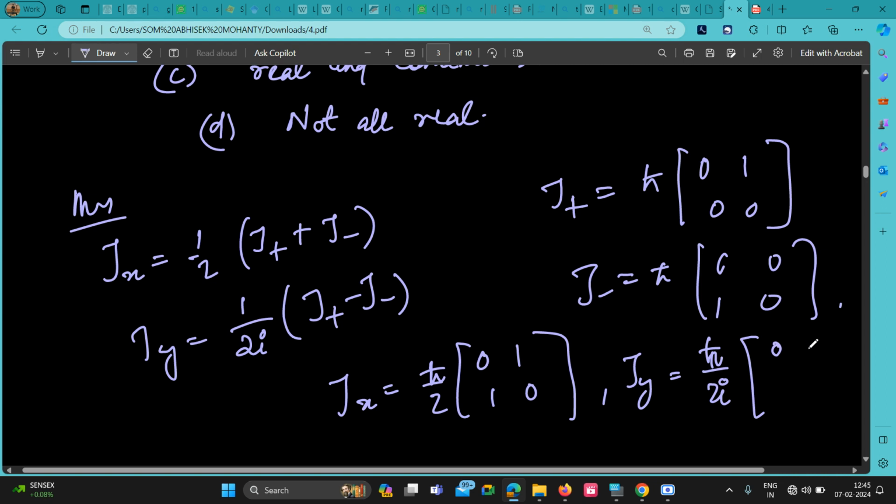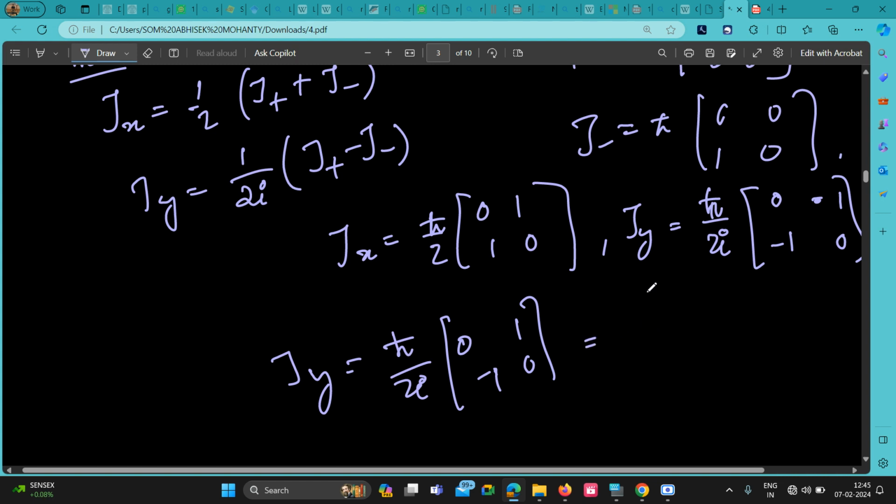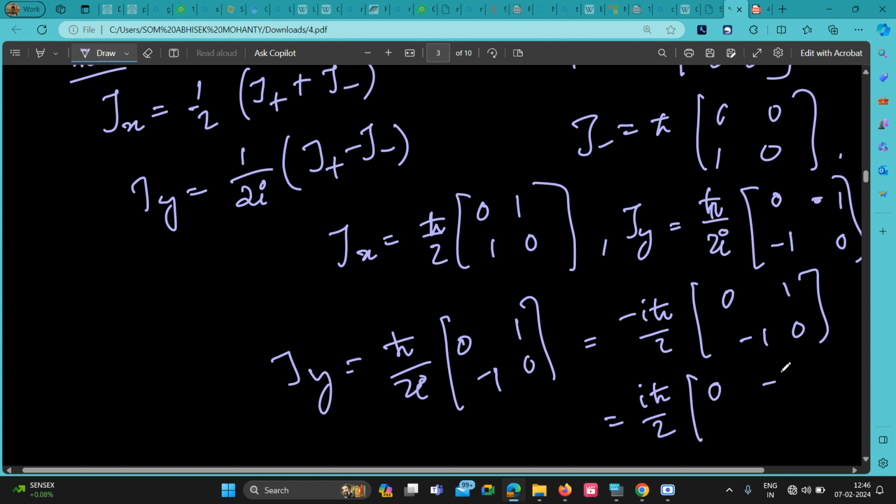times the matrix 0 1, minus 1 0, since this will be subtracted. Jy is h cut by 2i times the matrix 0 1, minus 1 0. I will take the i to the upside: the numerator becomes minus i h cut by 2 times 0 1, minus 1 0. If I take the minus inside, it becomes i h cut by 2 times 0 minus 1, 1 0. Yes, this is your Jy.